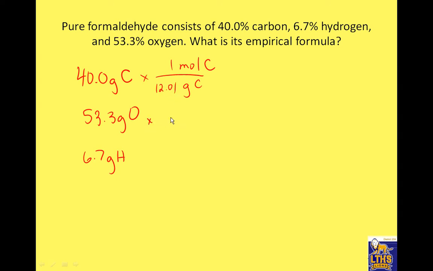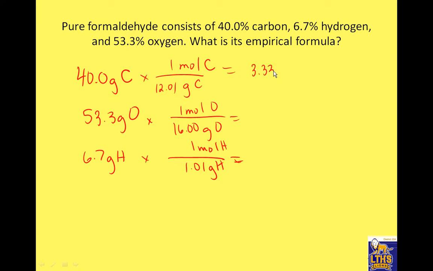From the periodic table. Alright, grams of oxygen, 1 mole of oxygen, go get 16.0 grams. 1.01 grams of hydrogen. Thank you, periodic table. 1 mole of hydrogen. Okay, so then we're going to figure out how many moles we have. So 40 divided by 12.01 gives us 3.33 moles C. Okay, 53.3 divided by 16 gives us 3.33 mole O, and then 6.7 divided by 1.01 gives us 6.6 mole H.